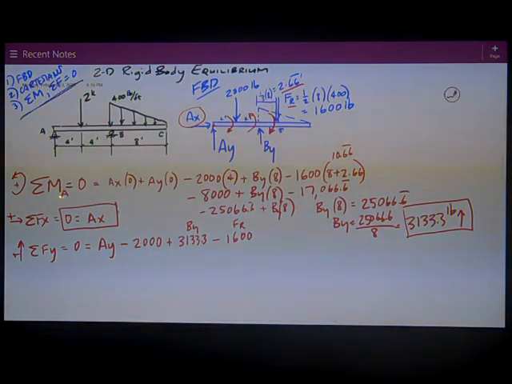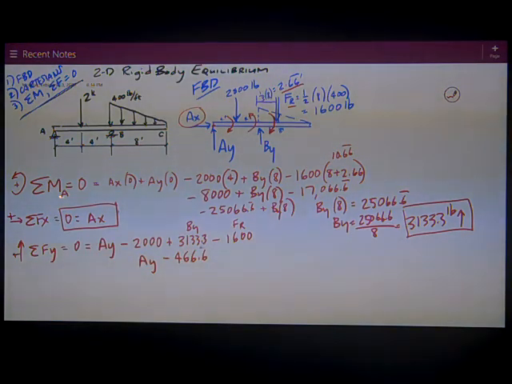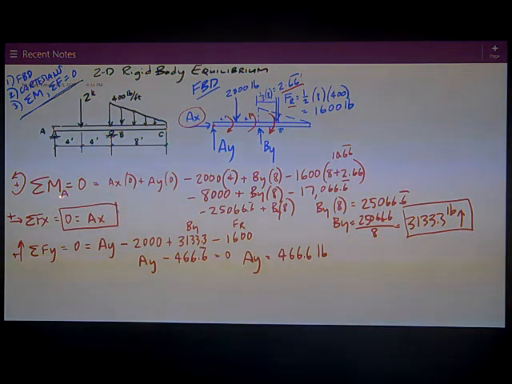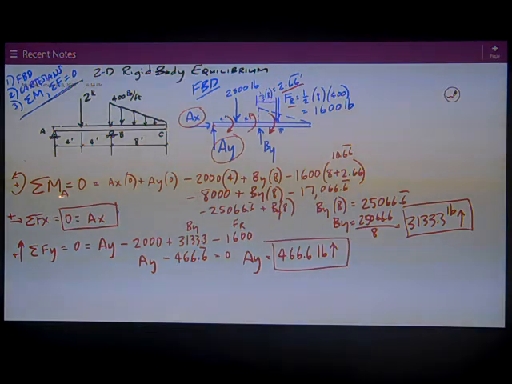Do the math. I get AY minus 466.6, repeating. It's equal to 0. Therefore, AY is equal to positive 466.6 pounds. The positive sign means my direction assumption of up was correct. Report it that way, put a box around it, and I've got it.